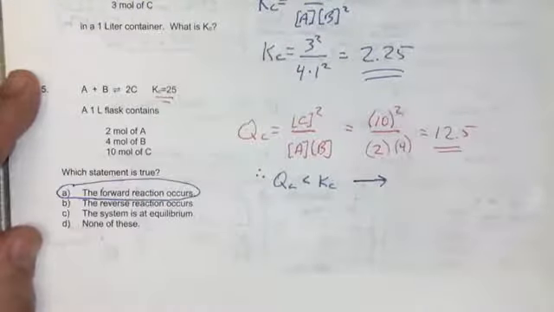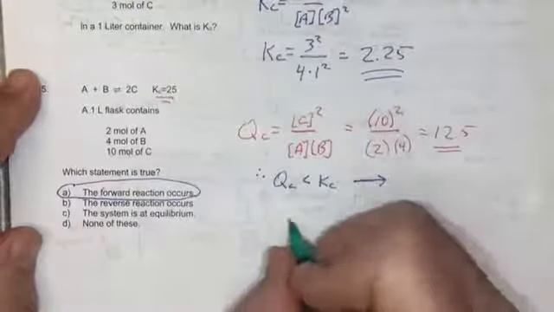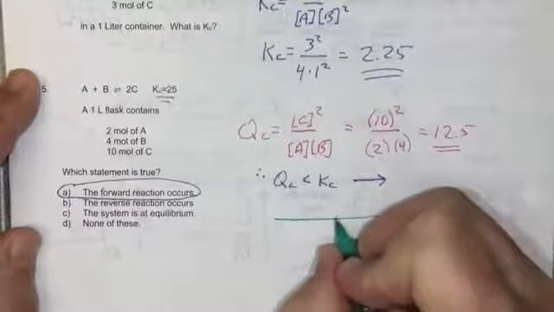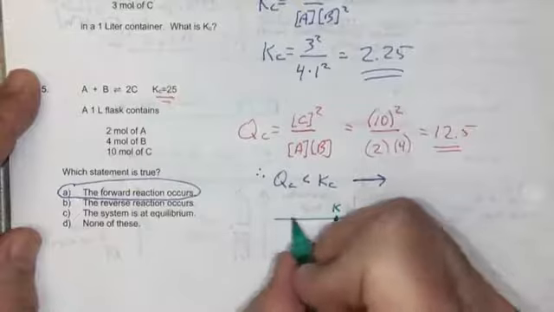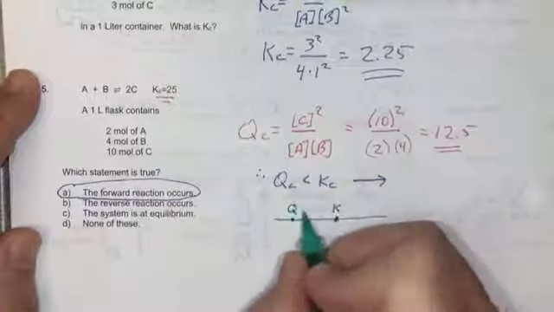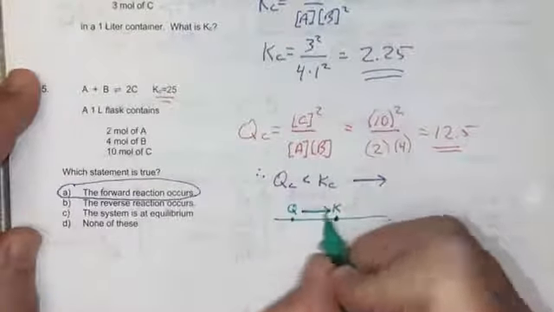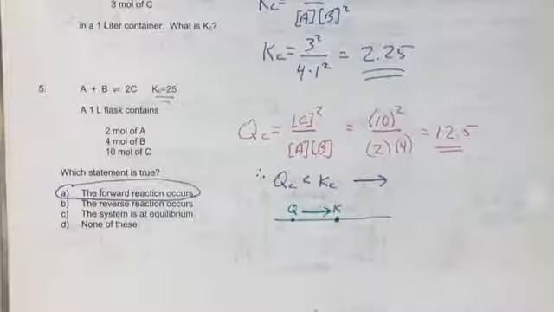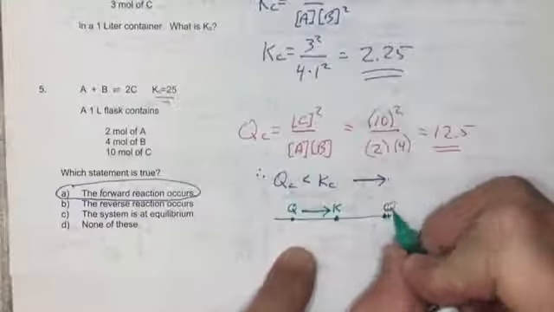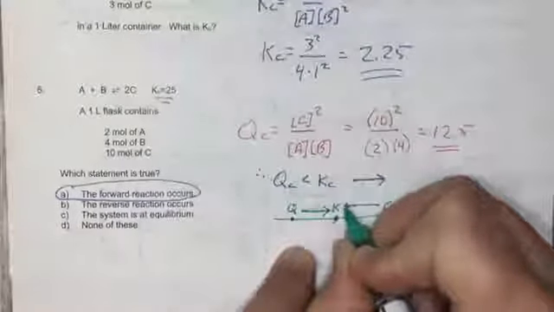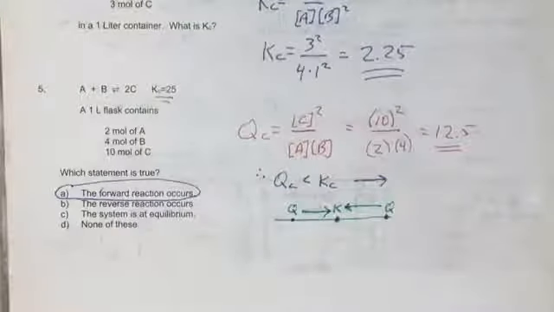Now, one way to remember this and to keep this straight is to think of the number line. On the number line, K is some positive number on the number line. And if Q is less than K on the number line, the reaction is going to head in a forward direction until you reach equilibrium. If Q is bigger than K on the number line, the reaction will go in a reverse direction until you reach equilibrium.